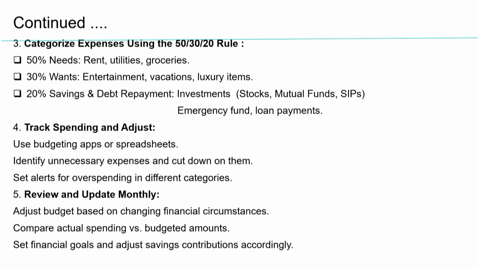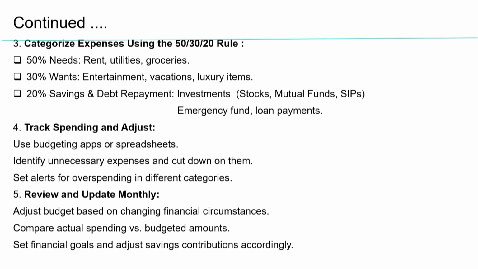Then the next step is tracking the spending and adjusting our income according to the budget. So we need to prepare the budget on spreadsheets or with the help of a budgeting app, and we need to identify the various expenses, and we also need to understand which of the expenses are necessary for us and which expenses can very easily be postponed for a particular period of time and we can cut down on them. We also need to set alerts for overspending, so that the postponement of expenditures is done for a sufficient amount of savings and investment.